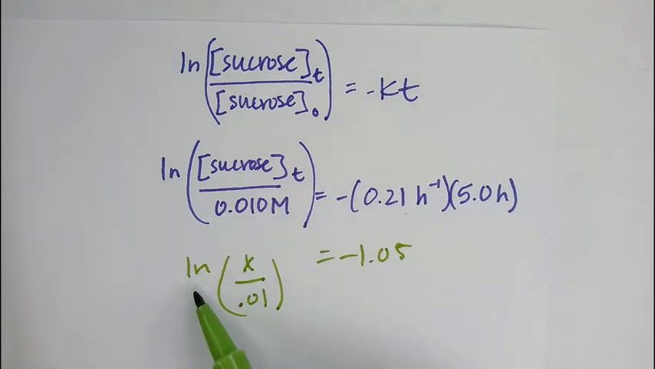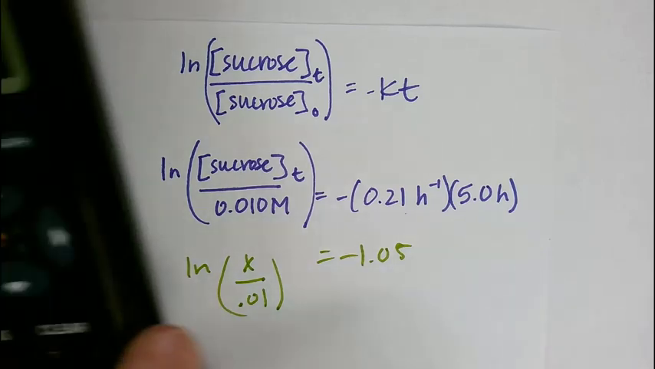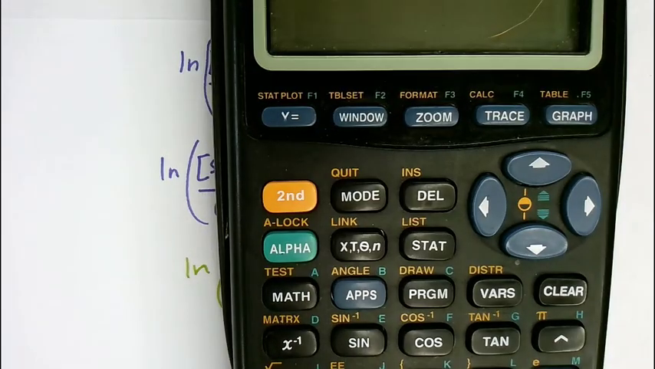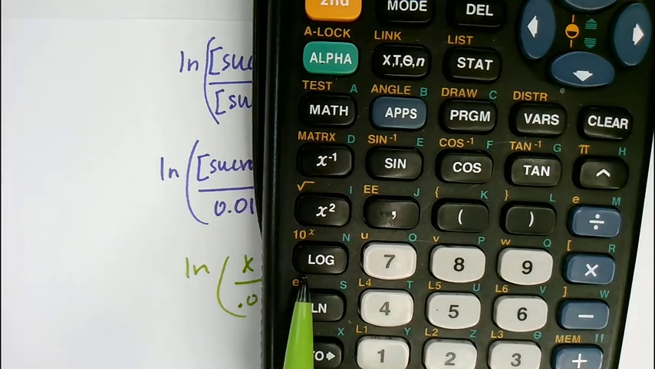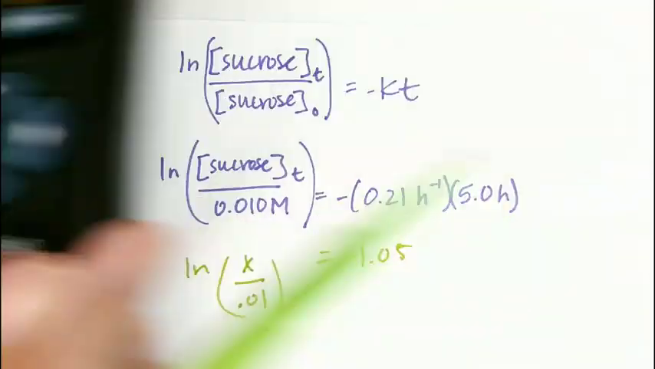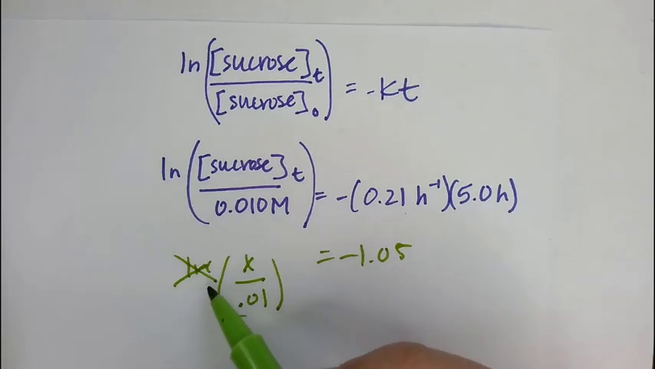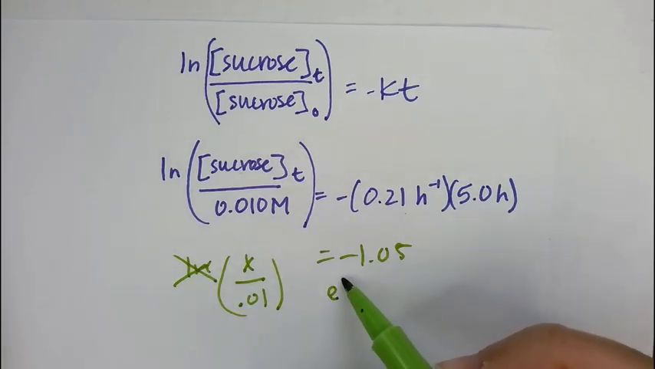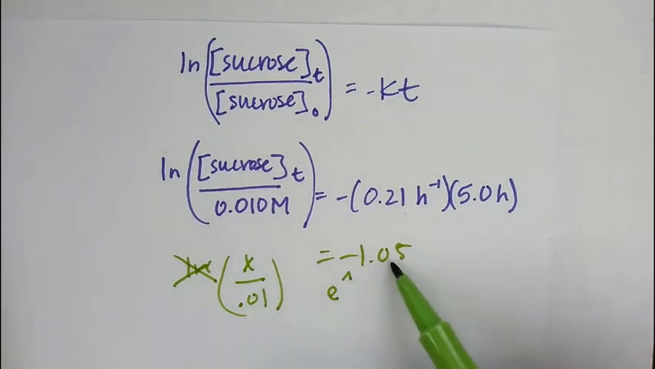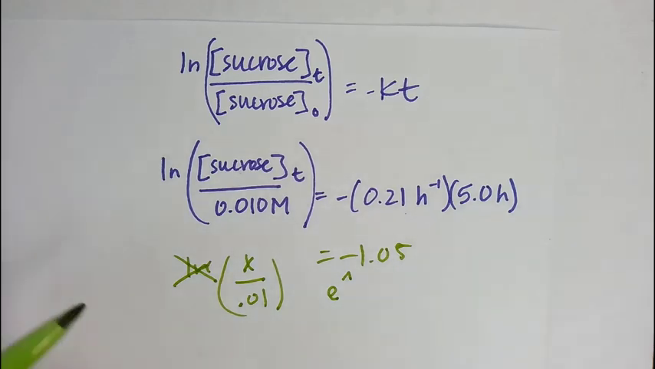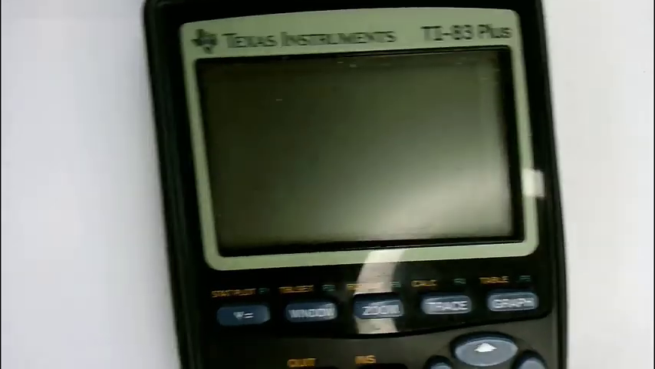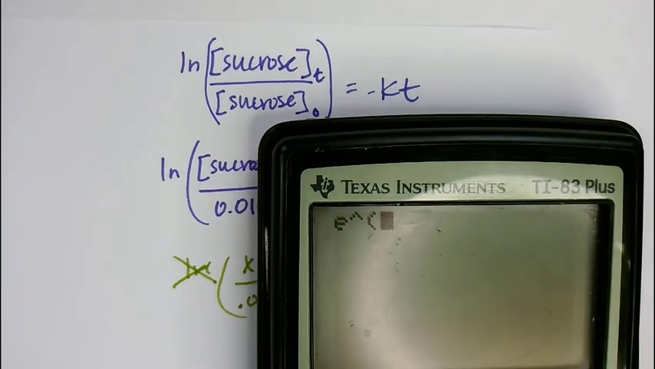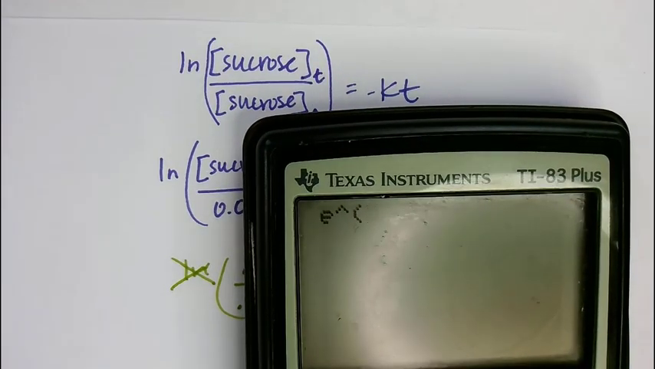Next thing I want to do is get rid of that natural log. And if you look at your calculator, the opposite of the natural log is e raised to the x. So I'm going to get rid of the natural log, but in order to do that, on the right side, I have to take e raised to the negative 1.05. So let's do that next. I'm going to just hit second ln to get that e raised to the, and then I'm going to do negative 1.05.